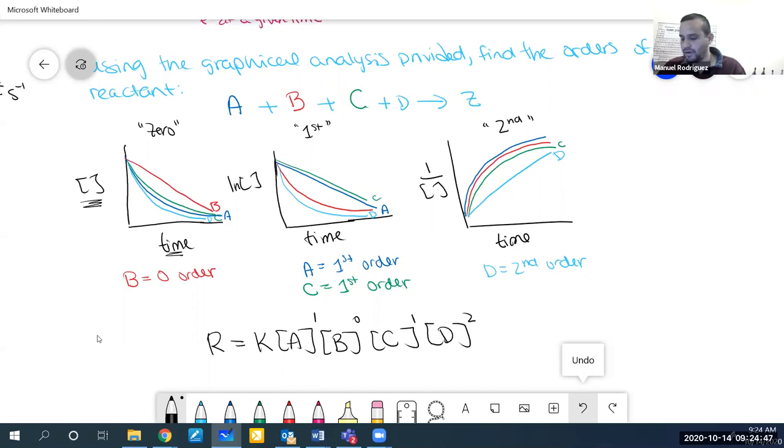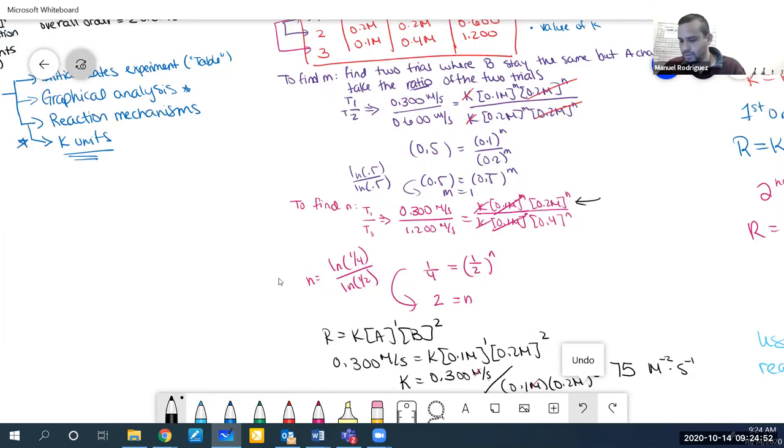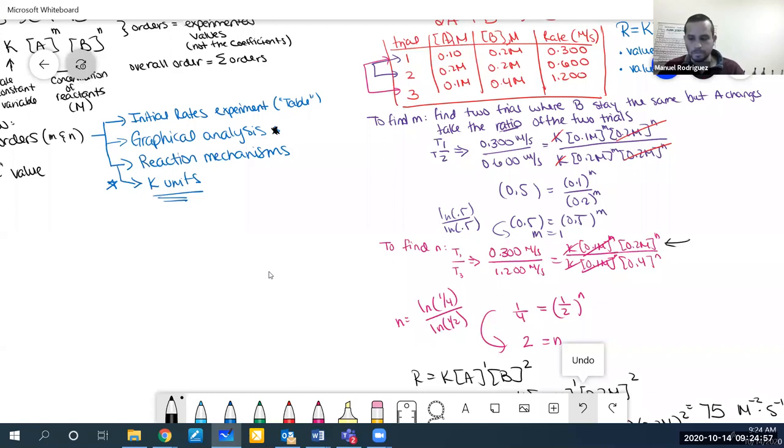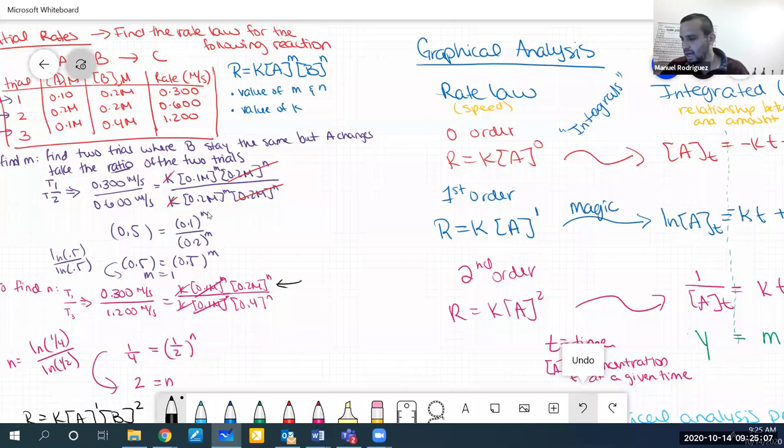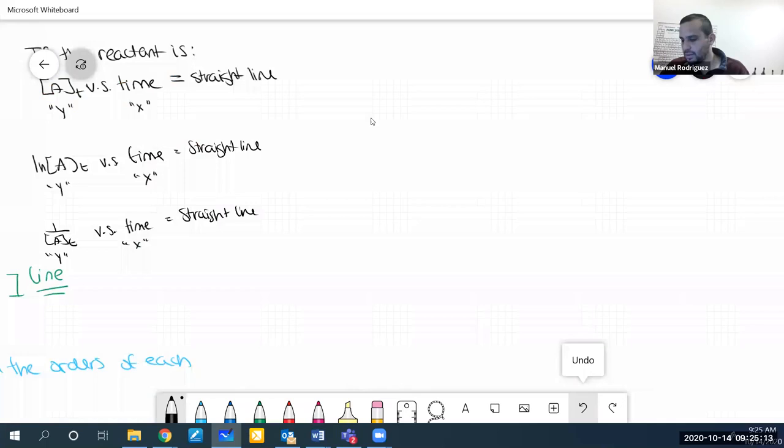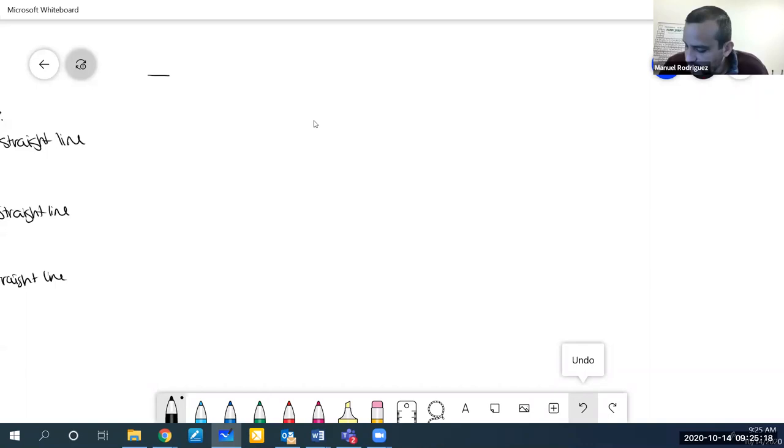I'm going back to here. That is how you do graphical analysis. The third one is reaction mechanisms. But we won't do that today, we will do that next Monday, because reaction mechanisms just take a little bit of time. And now that we have been talking about integrated laws, let's spend a little bit more time on integrated laws.